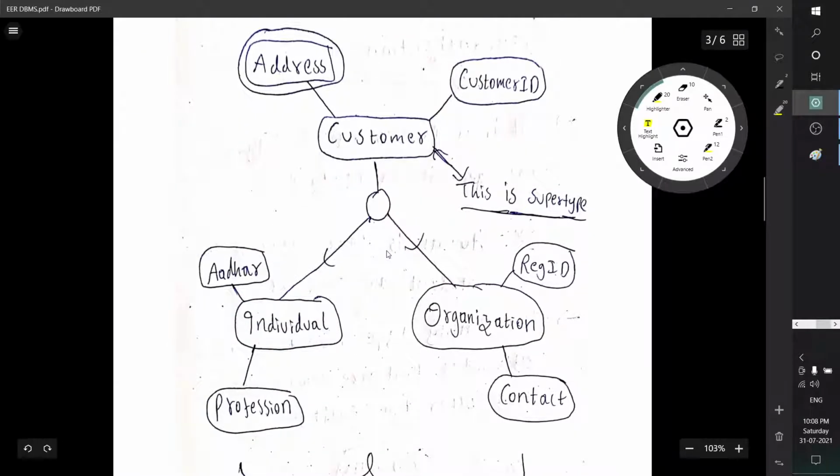So this is a basic example of an EER diagram. Customer, and these are for the representation purpose. Customer will have two types, that is individual and organization, and address and customer ID are common for both the customers. So they are towards the top, and this is a supertype. This customer is a supertype because it can be divided into two things again: individual and organization. Individual will have an Aadhaar number and a profession. Organization will have a registration ID and a contact.